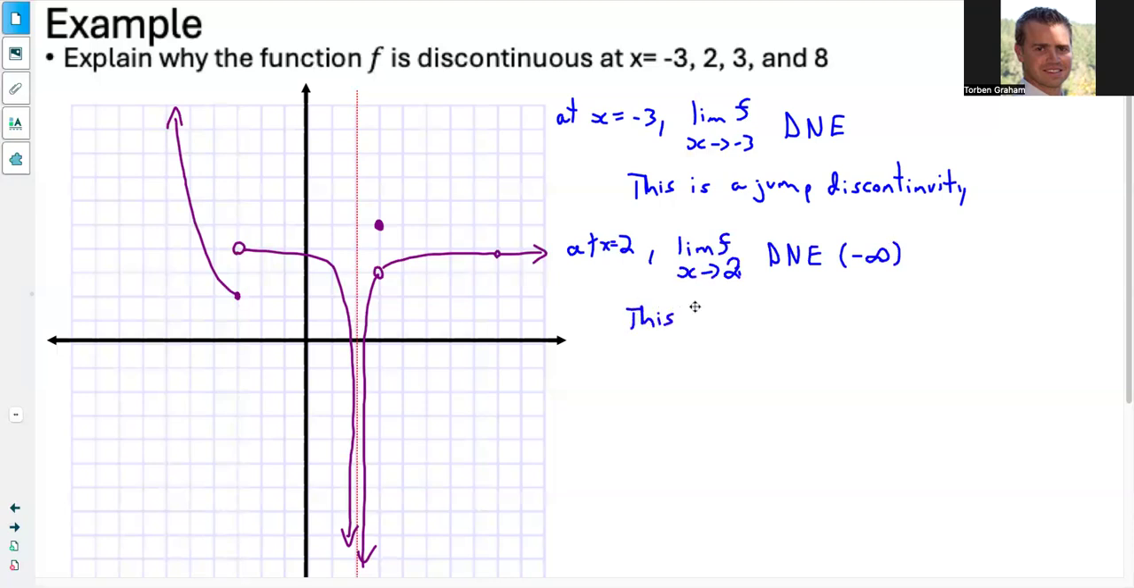Now, this is known as an infinite discontinuity.